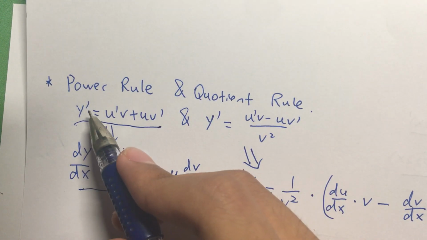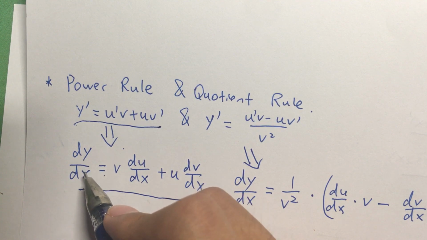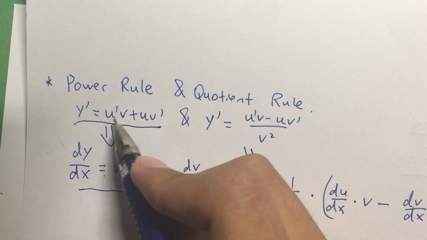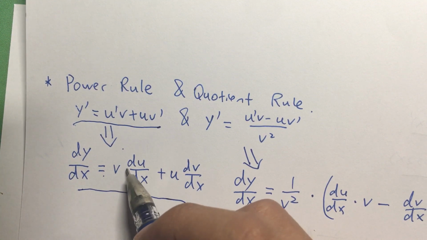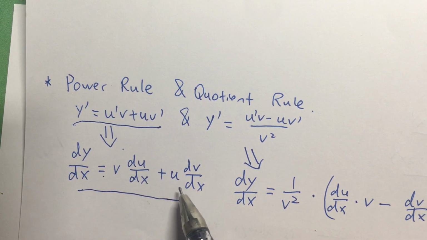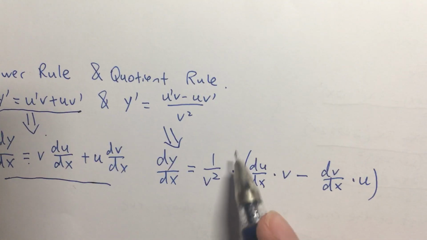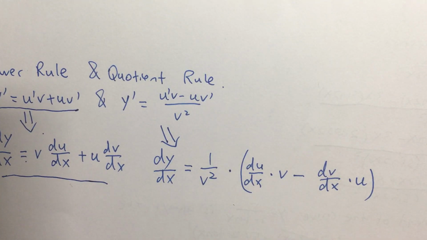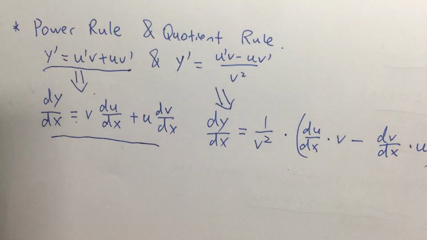For y dash, which means the differentiation of y, we write dy over dx. And for the differentiation of u, we write du over dx. So we have v times du over dx plus u times dv over dx, and similarly for y dash. When I do that, you will find that these two formulas will be very useful.